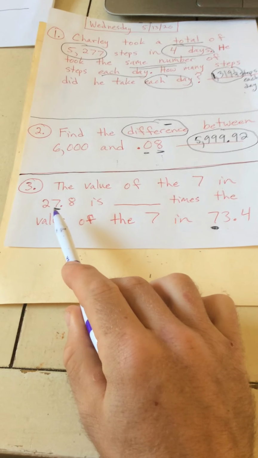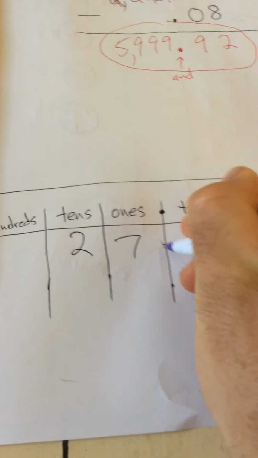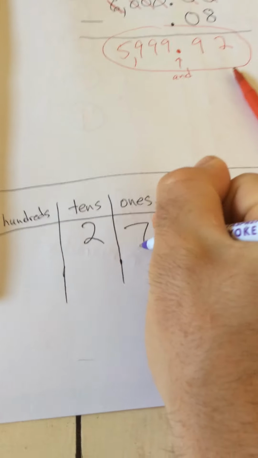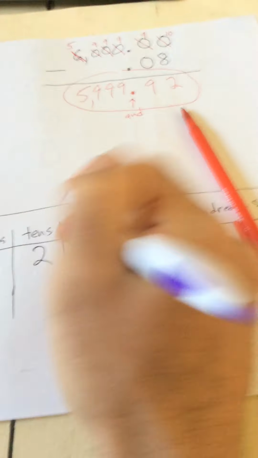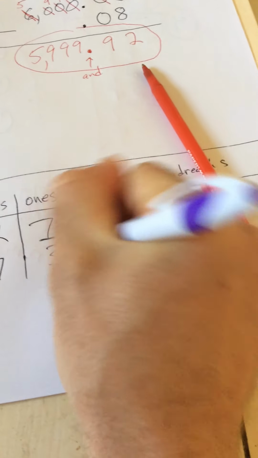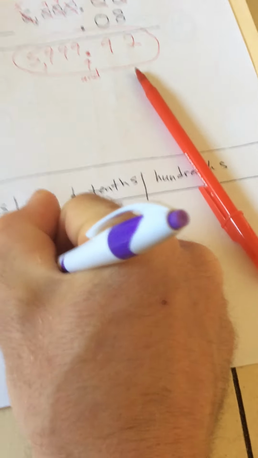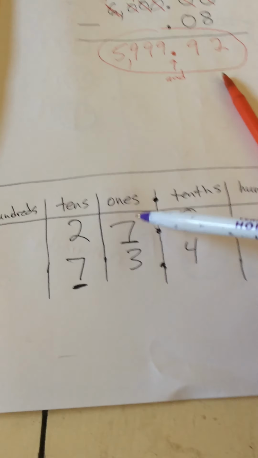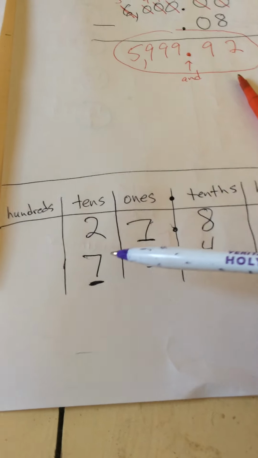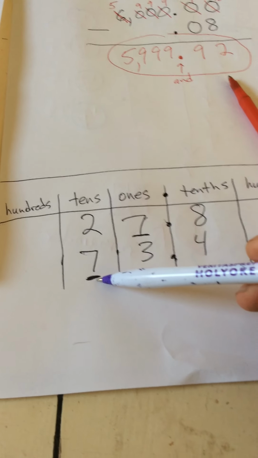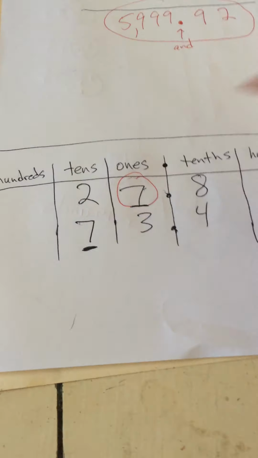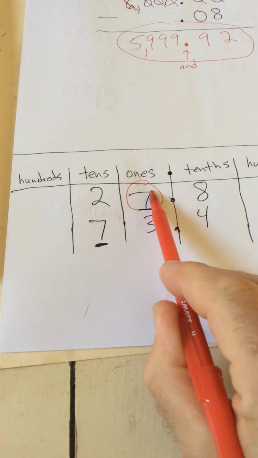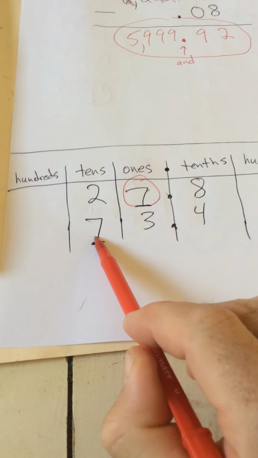So let's put this into the place value chart. 27.8, and we're looking at the 7 here, is how many times the value of the 7 in 73.4, and we're looking at this 7. Okay, so 7 ones is how many times 7 tens. So what's interesting is 7 ones is actually smaller than 7 tens. That's what kind of makes this a little bit confusing. So it's saying this number is how many times bigger than this one, but it's actually smaller.